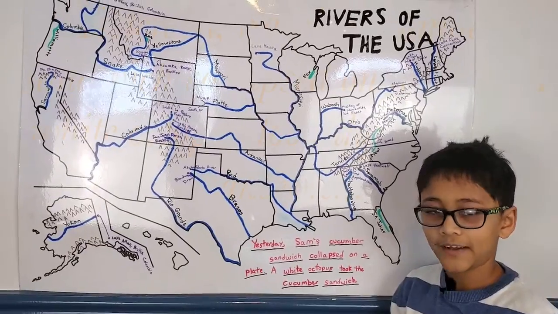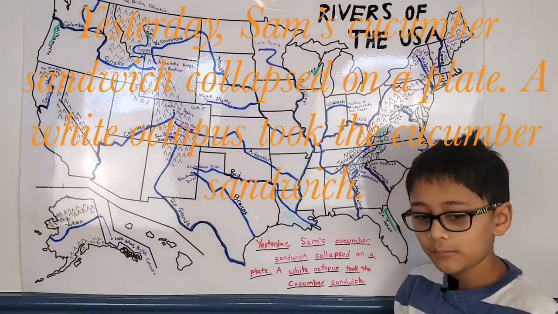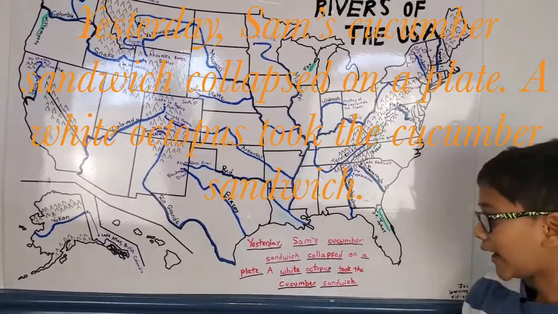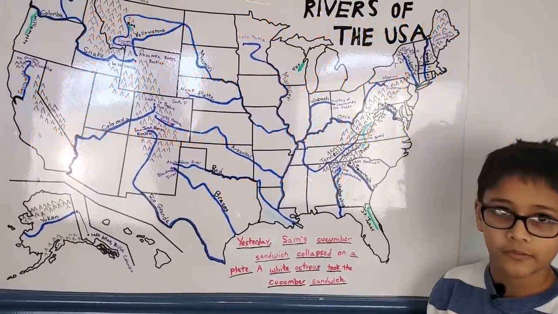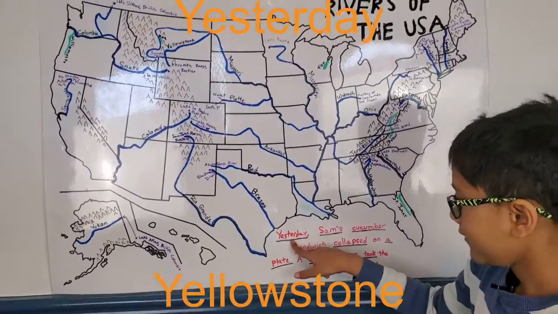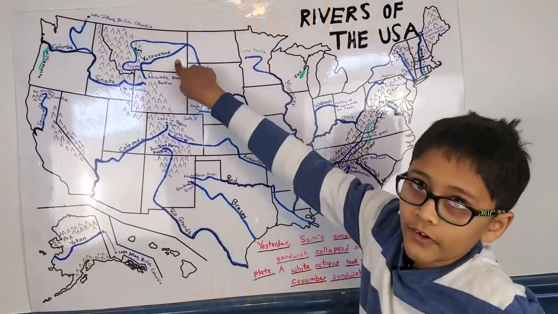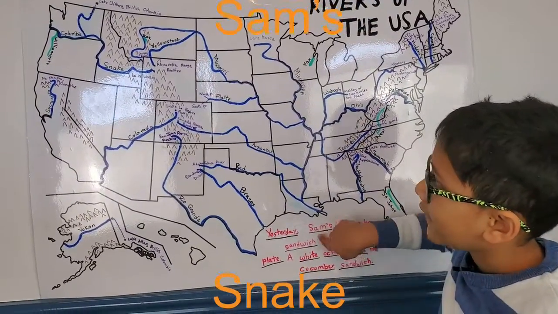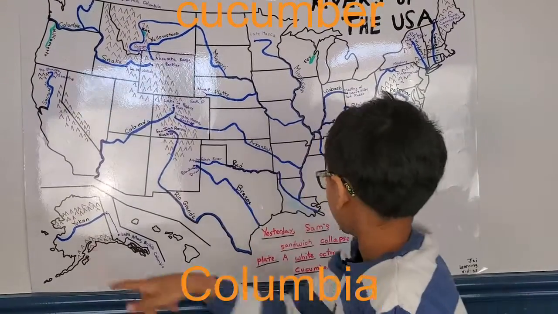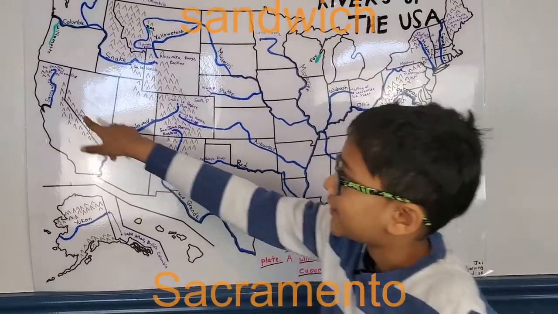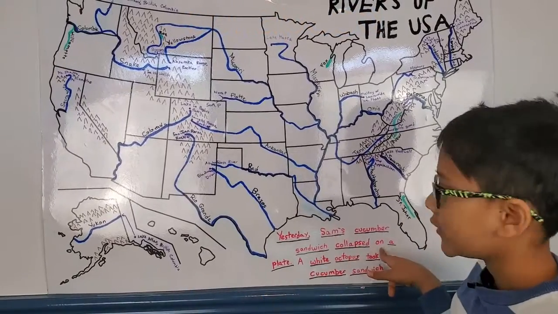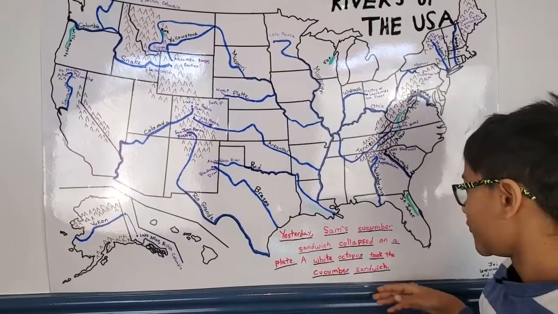It says short saying. Yesterday, Sam's cucumber sandwich collapsed on a plate. A white octopus took the cucumber sandwich. So most of those words have a river. Yesterday, that is the Yellowstone River. Sam's, that is the Snake River. Cucumber, that's the Columbia River. Sandwich, that's the Sacramento River. Collapsed, Colorado. On doesn't have a river for it.